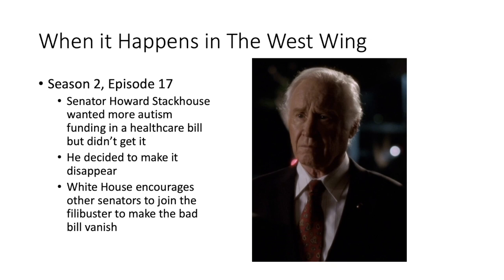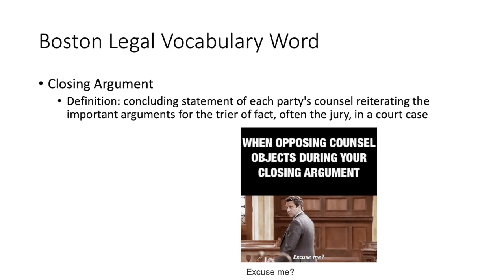He's a Democrat senator, and he wanted more autism funding in a health care bill that the Martin Sheen portraying Josiah Bartlett's administration submitted to the Senate, but he didn't get it. So he decided to make it disappear. So he continuously talked for hours upon hours upon hours, and this was in response to his grandson having autism. And it got to the point where the White House decided to encourage other senators to join the filibuster so that the bill could actually be reworked. It was really a clever piece of writing.